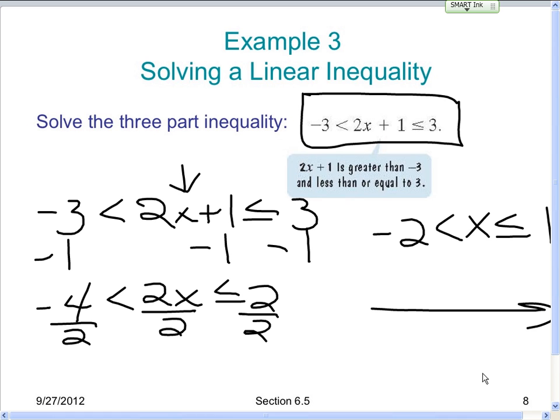And a graph. I've got my negative 2. I've got my 1. Shade in between because the x is between. Is less than, parentheses, equal to gives me a bracket.